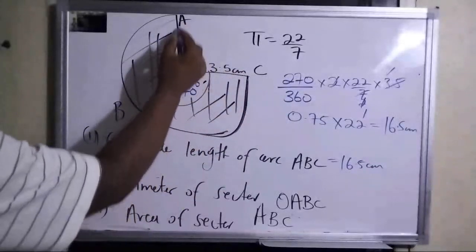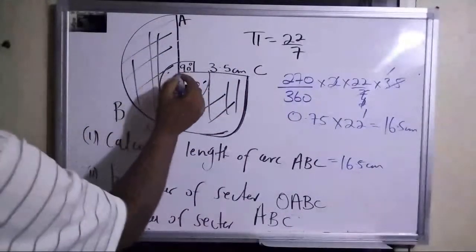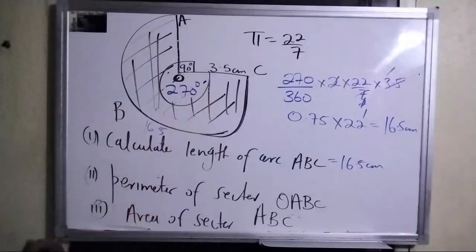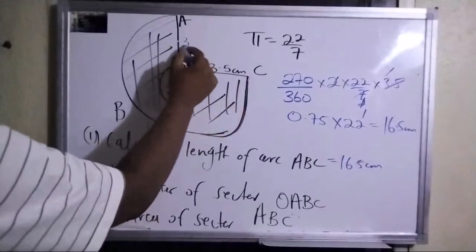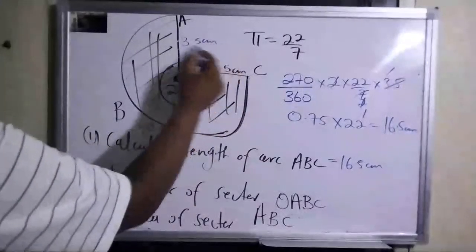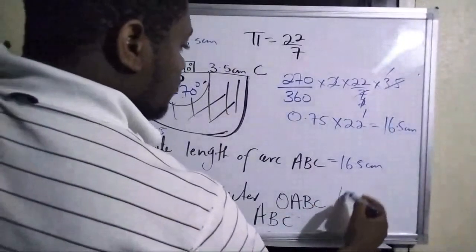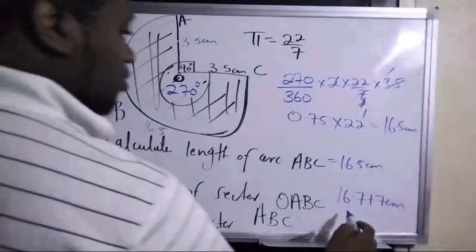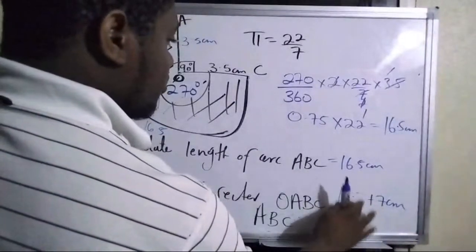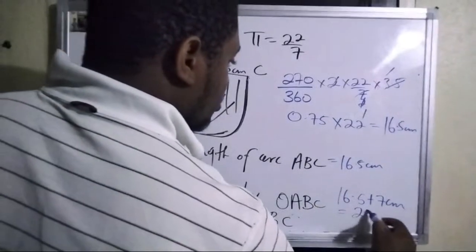So we need to account for this portion here from O to A. If you look closely, this is the center of the circle. This is 3.5, that means this would also be 3.5. So we add this, we get 7. All we have to do is just add 7 to 16.5, which is the 3.5 plus 3.5, and that will give us 23.5.